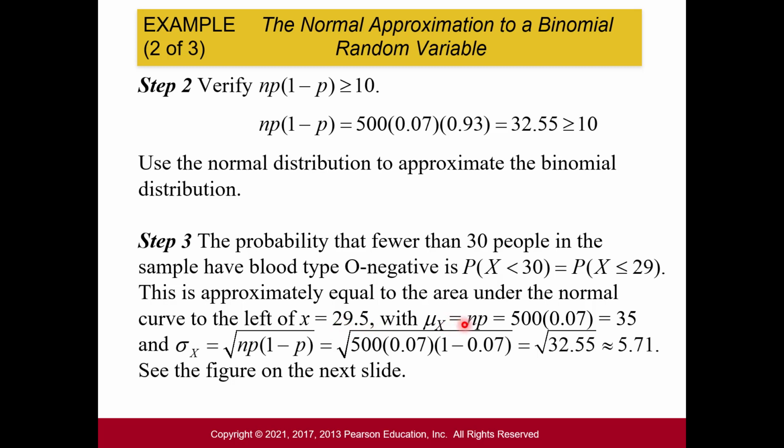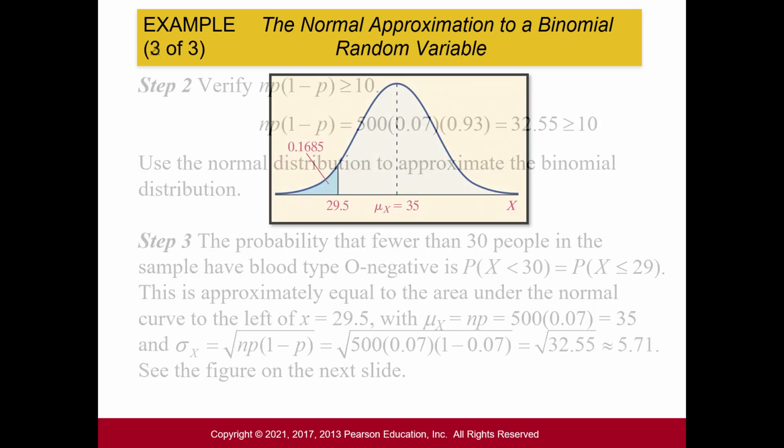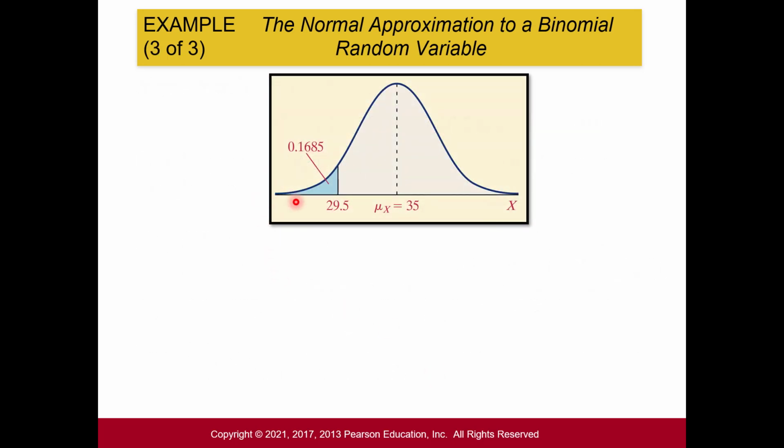And so we have our mean by just saying n times p, that's going to be 35. Our standard deviation is going to be 5.71. And then let's take a look at that. So here is our normal distribution, our normal curve, and our mean is right here in the middle. Our 29.5 value, we wanted numbers less than or equal to that. So we want the area under the curve for any part less than or equal to 29.5.